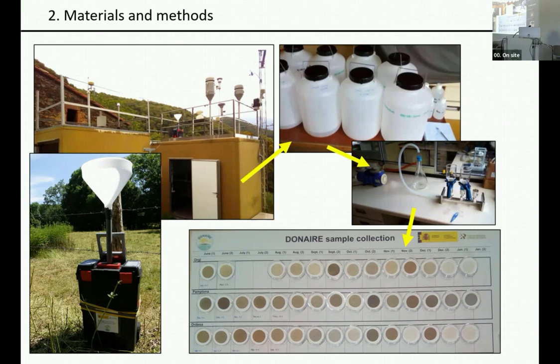Once we have these plastic vessels full of water with all the atmospheric deposition collected, we pumped this water through a coarse wool filter. And here in the lower part of the image, you have an example of some filters, and you can see already a significant variety of colorations depending on the amount and the type of atmospheric deposition collected.